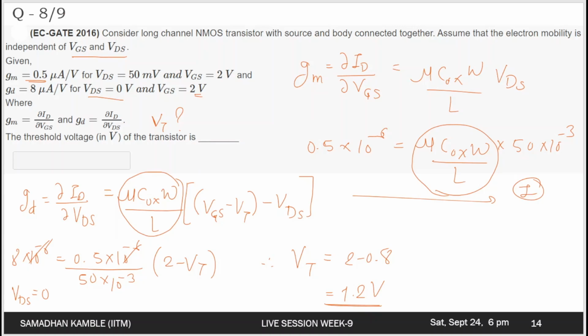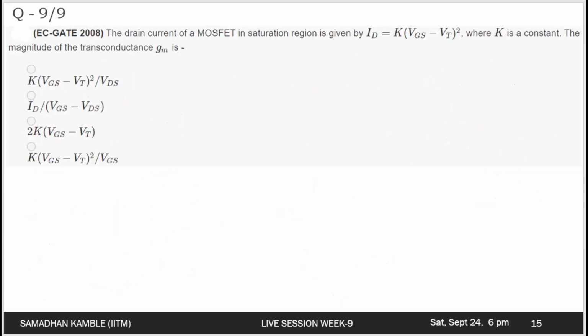Okay, if no, then I'll move to the last problem. This is again from a previous GATE exam. Basically, the drain current of a MOSFET in saturation region is given by this particular relation where K is a constant. The magnitude of the transconductance GM is, okay, we have seen it already that GM, the transconductance, is given by ∂ID over ∂VGS.